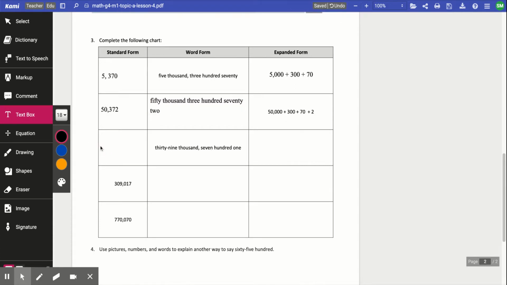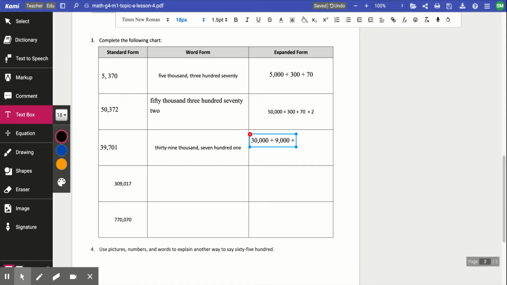Okay, the next one, 39,701. Now, if I put it like that, that wouldn't be 1, that would be 10. So they tried to trick me again. 701. And to write in an expanded form, it would be 30,000 plus 9,000 plus 700 plus 1. Okay, here's our next one.